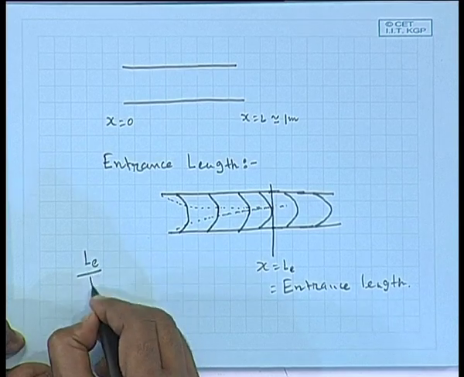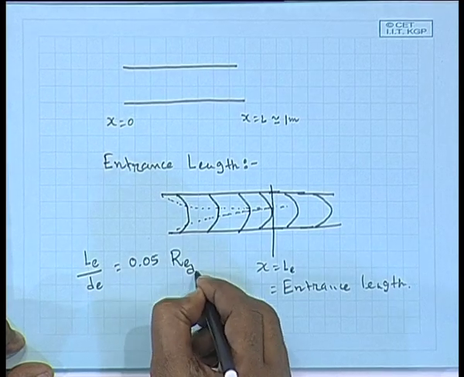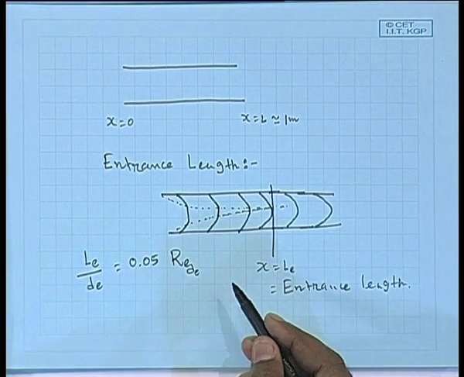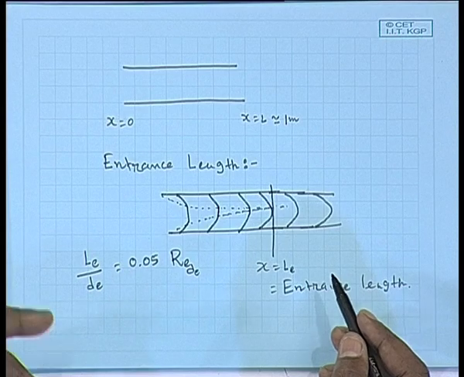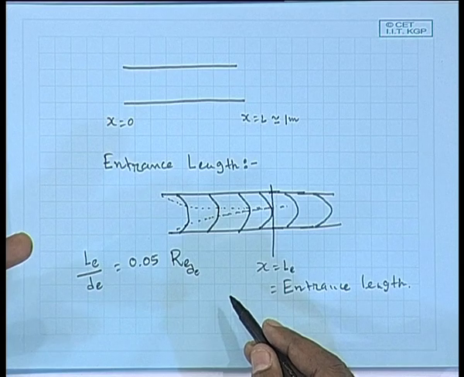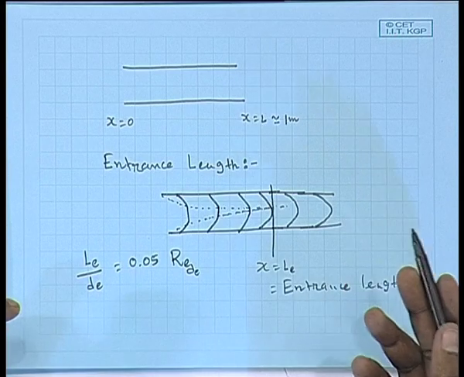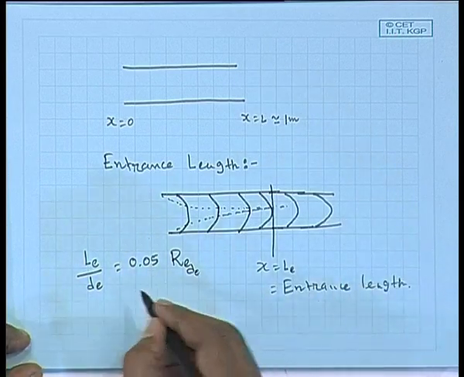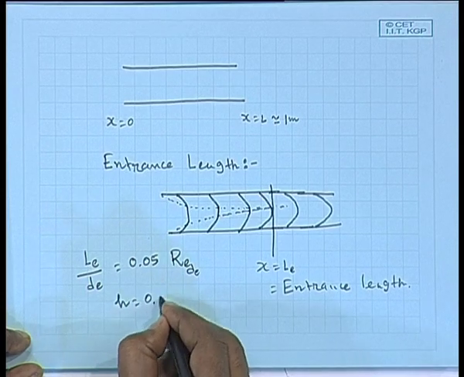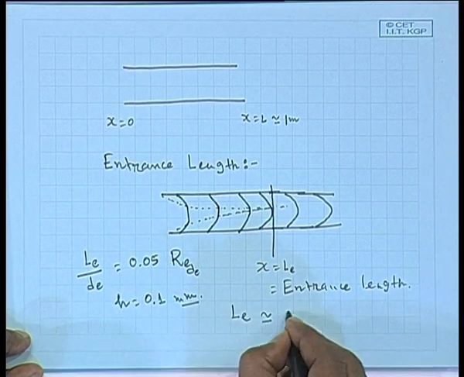The formula is LE by DE is equal to 0.05 times the Reynolds number based on equivalent diameter. If it is a circular pipe, the equivalent diameter will be the diameter of the pipe. If it is not circular, you know how to find the equivalent diameter; in the last class I derived the equivalent diameter for this particular case. Now, the maximum Reynolds number will be around 2200 for laminar flow. Let us say you put it as 2000, and the channel height is in the order of 0.1 millimeter. If you put that, your entrance length comes out to be 4 centimeter.